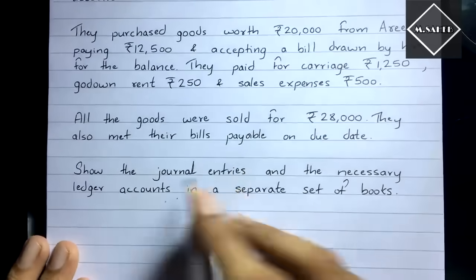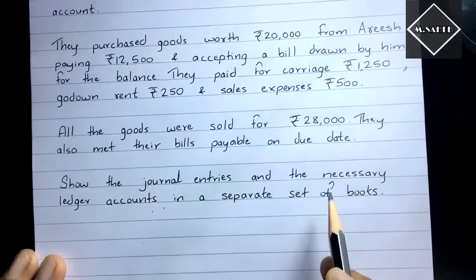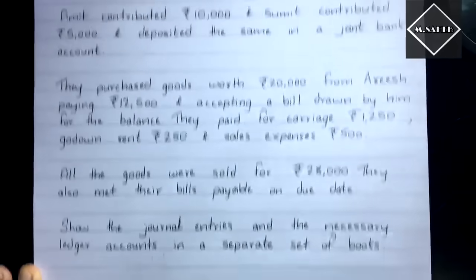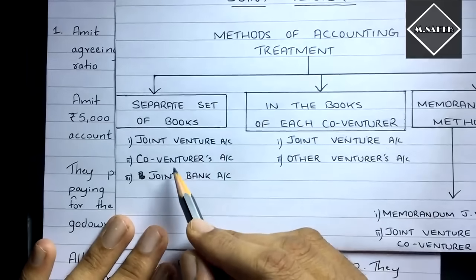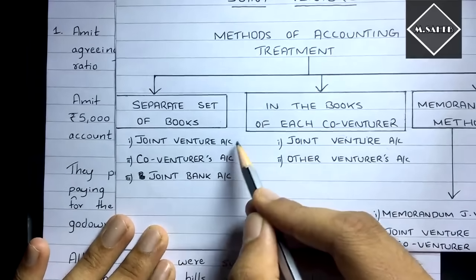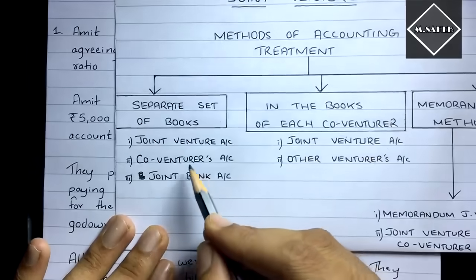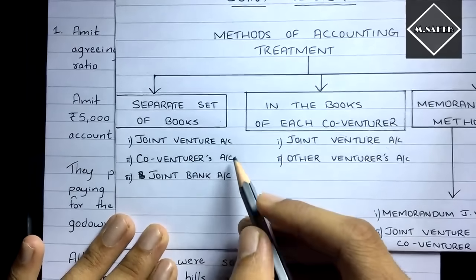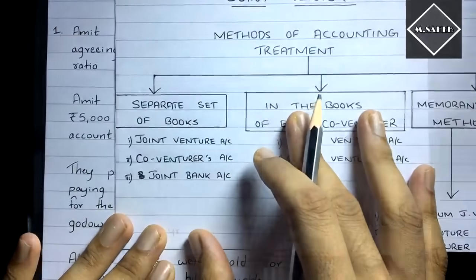Then it is said show the journal entries and the necessary ledger accounts in a separate set of books. So we will prepare the journal entries and also the necessary ledger accounts. Easy, right? First we are going to prepare the joint venture account, and then the co-venturers account, and then the joint bank account. The joint venture account is similar to the trading and profit and loss account. Here we will find the profit or loss made by the joint venture. The co-venturers account is similar to the partners' capital account, and then the joint bank account. All right, now let's solve this problem.